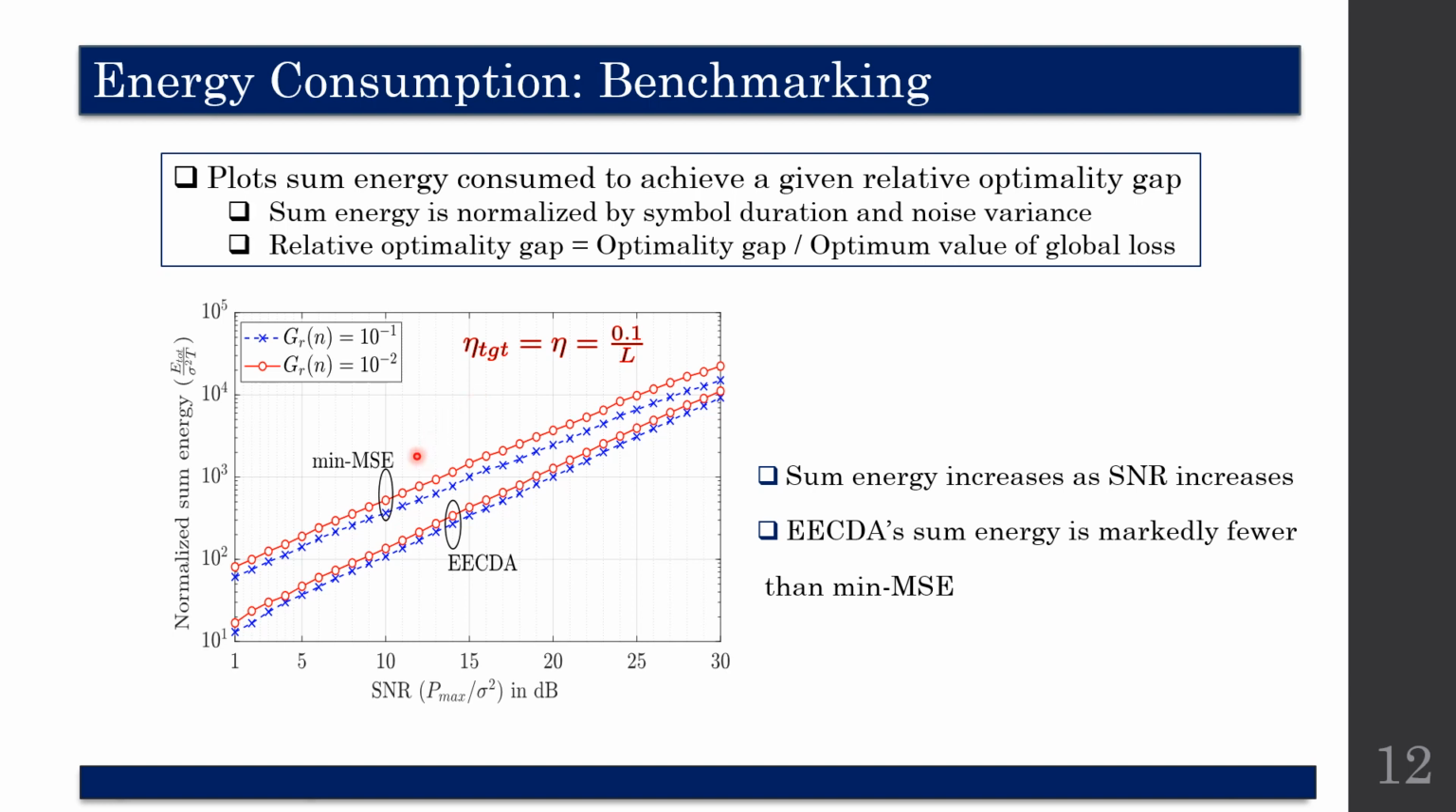Now we see that the sum energy increases as the SNR increases for both the schemes. However, EECDA's sum energy is markedly lower than the conventional scheme. For an SNR of 1 dB, EECDA takes 80% less energy than the conventional scheme, whereas this corresponding percentage decreases to 52% in the high SNR regime.